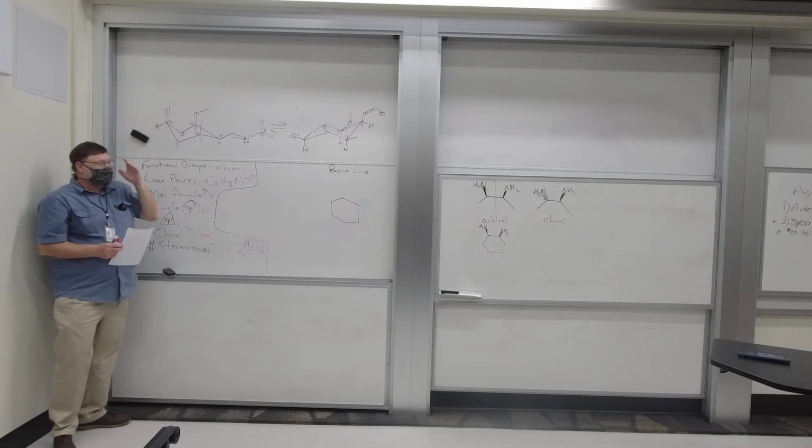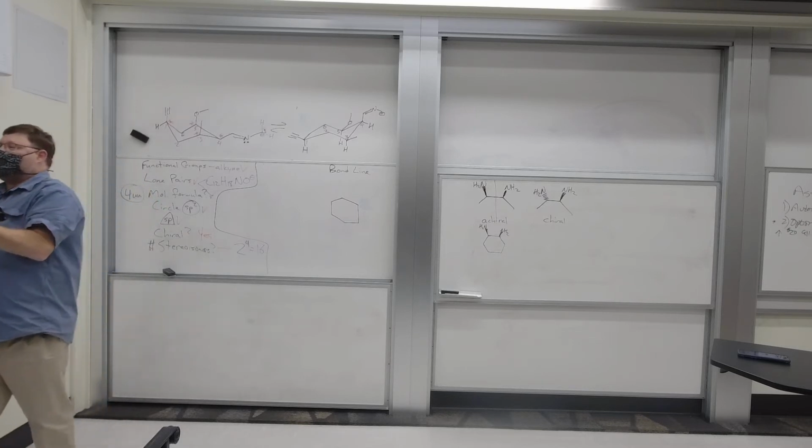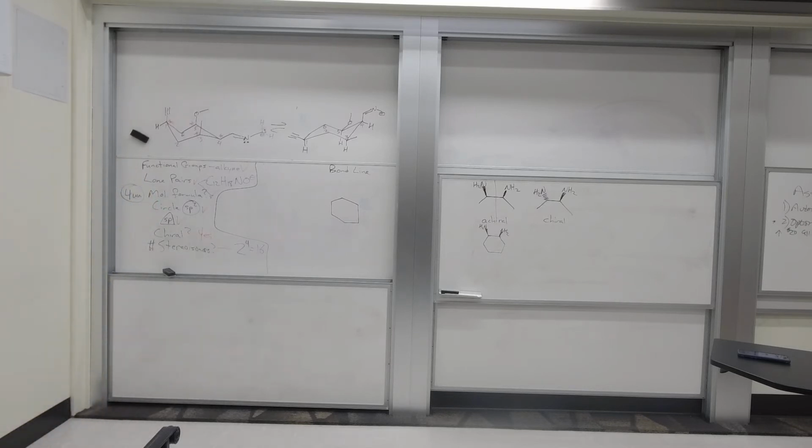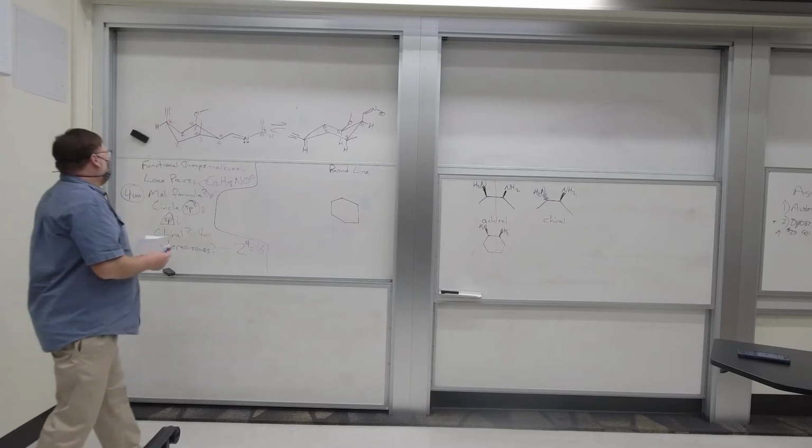All right? So the thing I heard that is making me really belabor this point is, no, you can't just change equatorial and axial. You have to change equatorial and axial, but you also have to change the chair itself. All right, so let's do that.